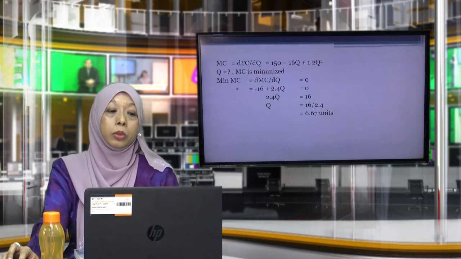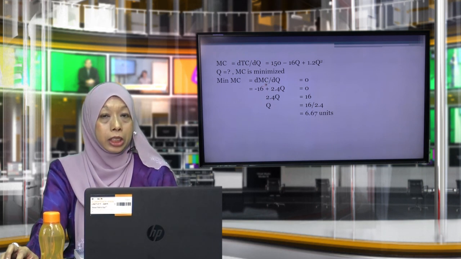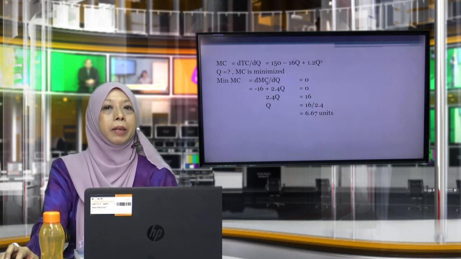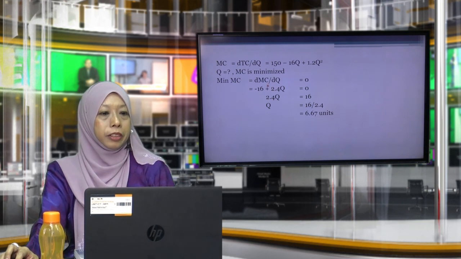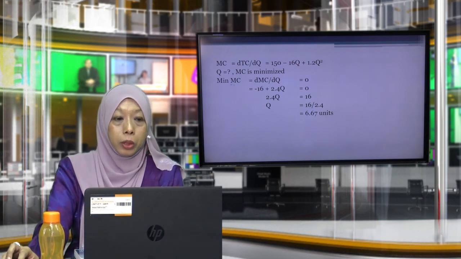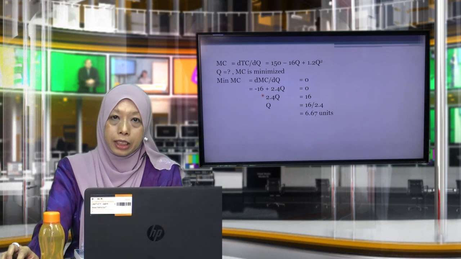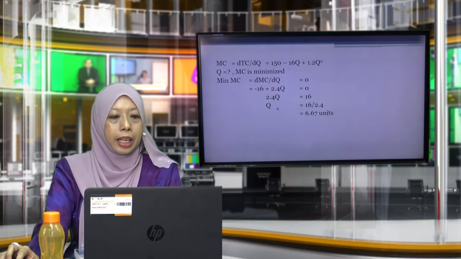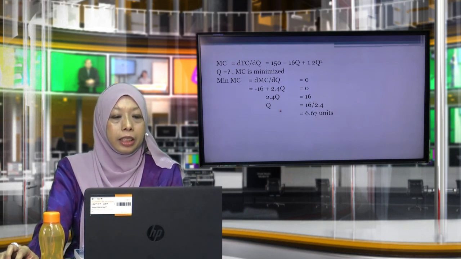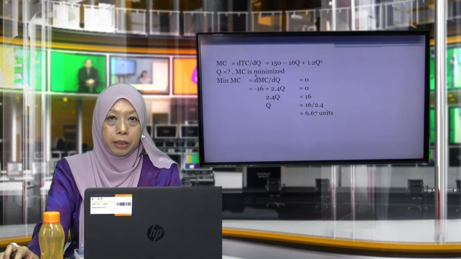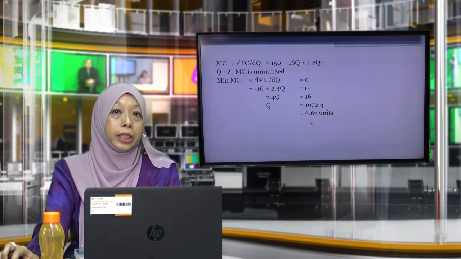In other words, when you want to minimize marginal cost, you have to differentiate the marginal cost function and set it equal to 0. Before you can differentiate, you need to have the marginal cost function first, and this is your marginal cost function. If you differentiate it, that will leave you with negative 16 plus 2.4Q, and you set it equal to 0. So you bring Q to one side, numbers to the other side, and solve for Q. You will get Q equals 6.67 units. So if marginal cost is minimized, the value of output must be 6.67 units.